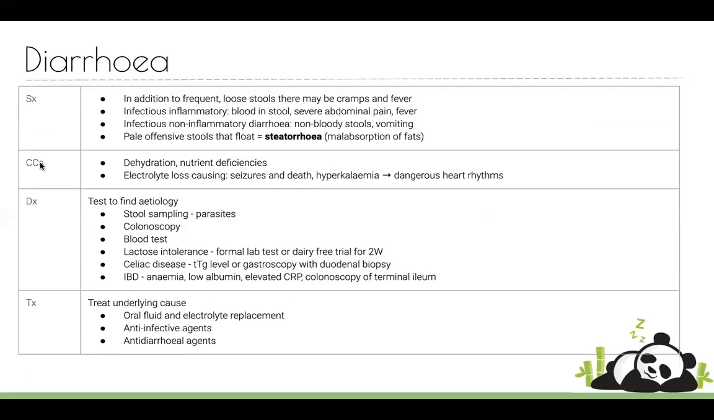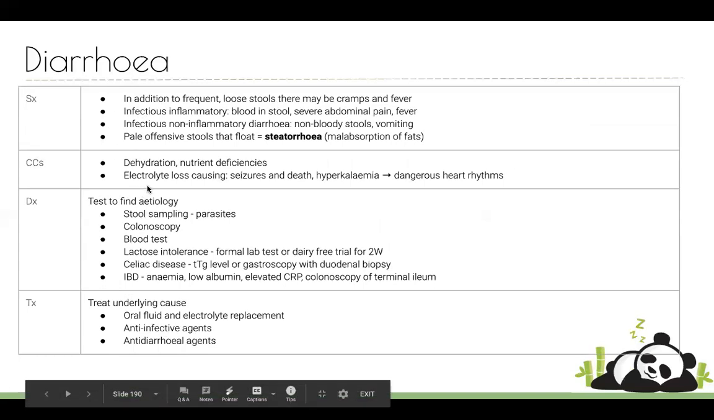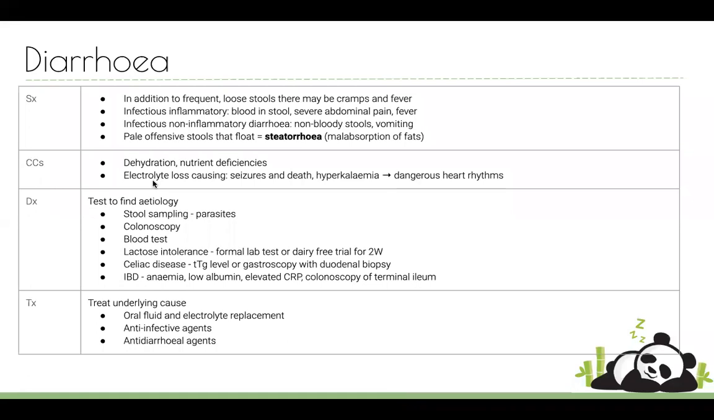Out of this slide, the most important thing is probably dehydration and electrolyte imbalances that diarrhea can cause. If you do see a patient who vomits a lot or is having a lot of diarrhea, you have to monitor their fluid status, their electrolytes, and make sure that they're not losing too much of either.